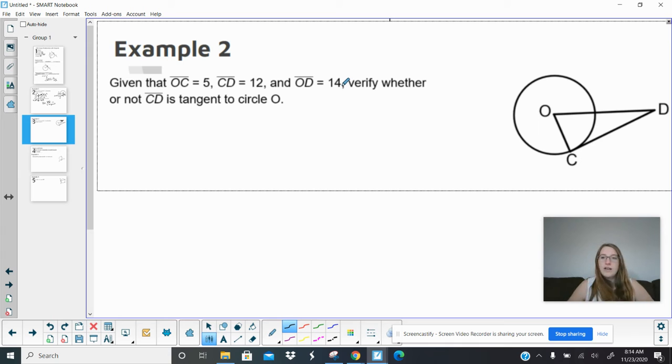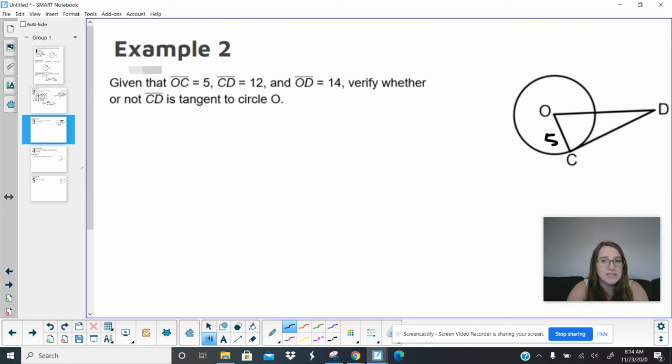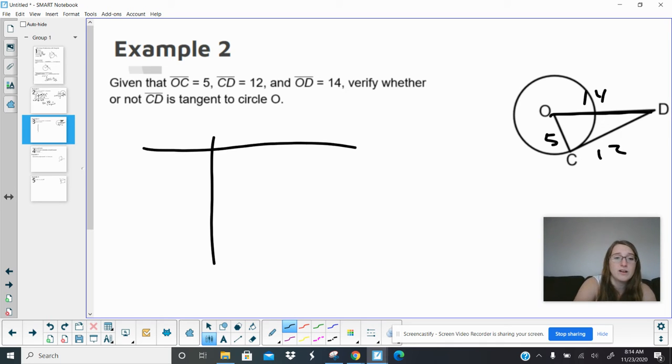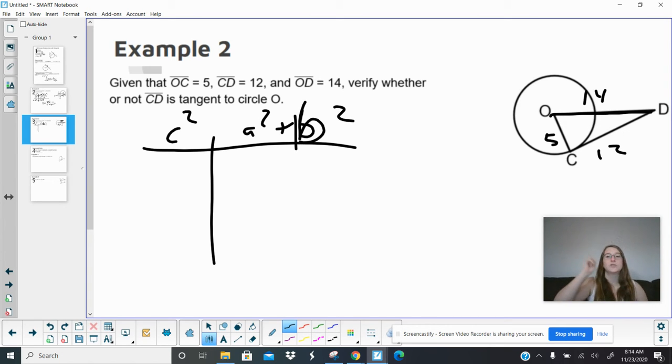Okay, so OC is 5. CD is 12 and OD is 14. Now again, that's all of this, right? So we are once again going to compare C squared and A squared plus B squared. Go ahead and try this one. Again, being careful, which one has to be C? We have to be very careful which one is the C. Okay, so C has to be the 14 because that's the biggest side.